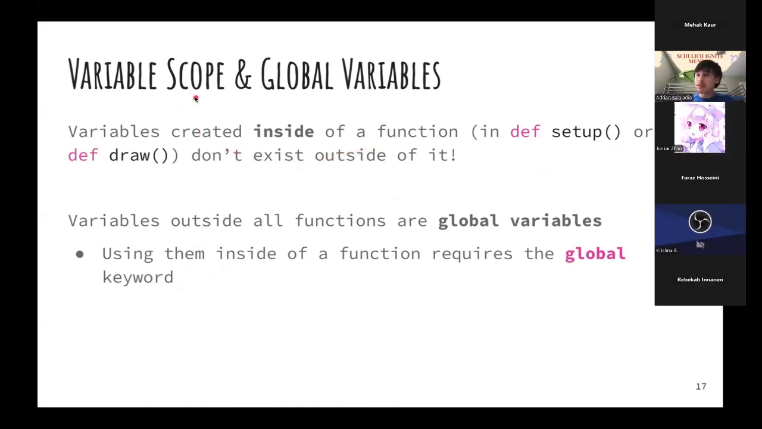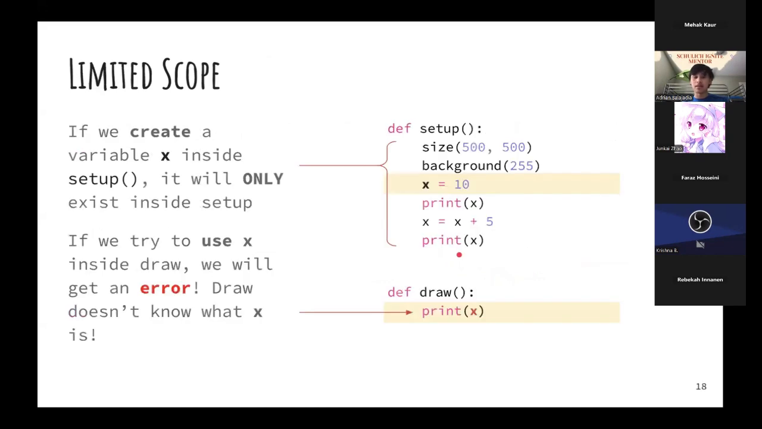But we're gonna cover variable scope here. If you recall, when we use def draw, we might be using some variables in def draw or def setup, but variables that exist inside of these functions don't exist outside of them, you can't access them. Variables outside of all of the functions are called global variables. If you want to use a variable outside of def draw and def setup, you have to use the global keyword. So let's look at a practical example.